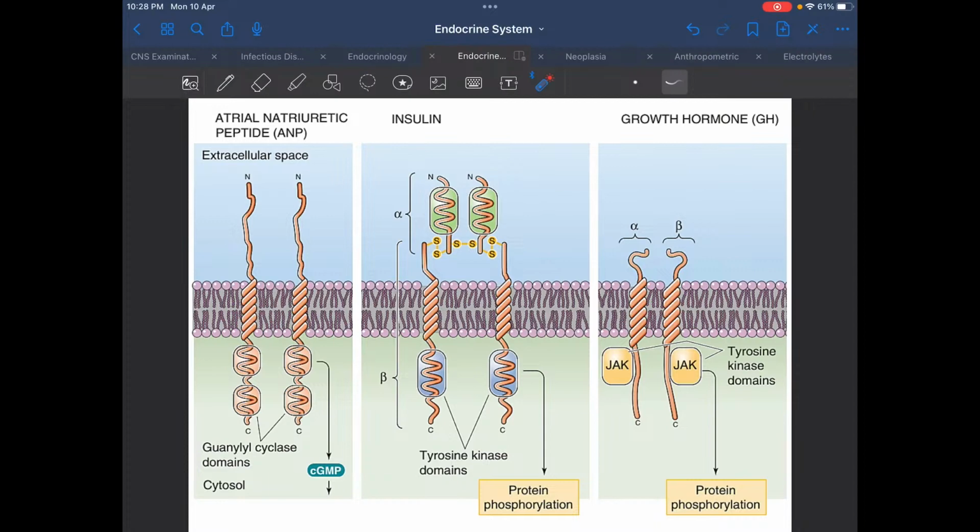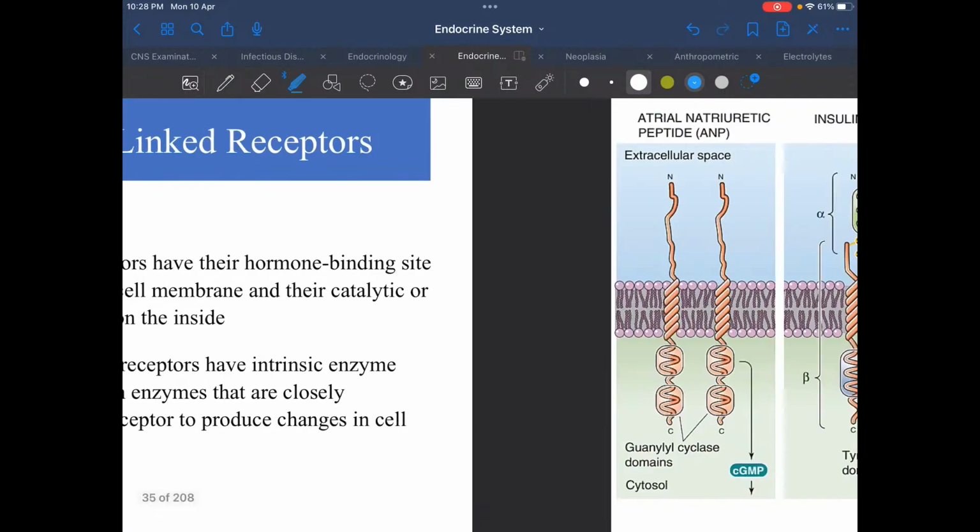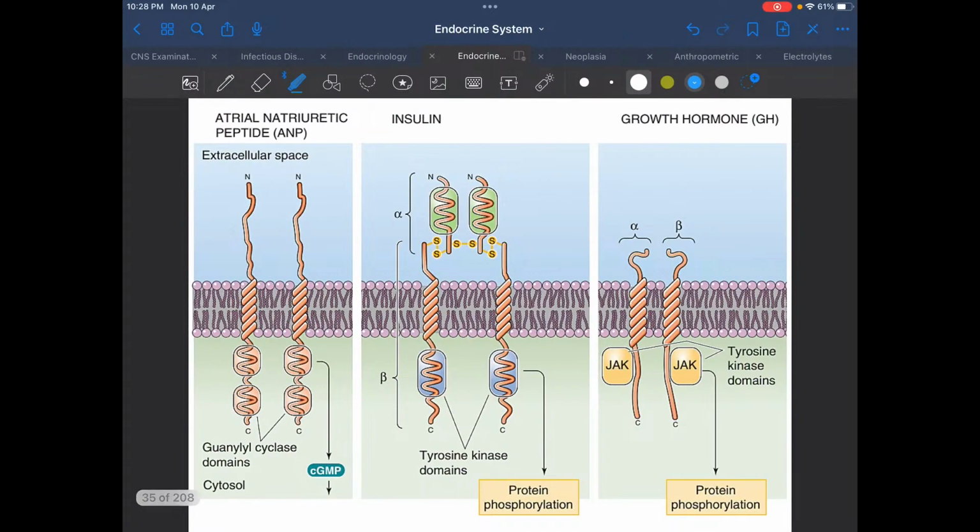ठीक है? So what are these enzyme link receptors? तो इनके साथ कुछ ना कुछ enzyme linked है. We talked about the G protein couple receptors. अब enzyme link receptors पे आ गए. So what are they? Example, in case of ANP, that is atrial natriuretic peptide, इसके साथ जो enzyme linked है, that is guanyl cyclase. Okay, what is that going to produce? That's going to produce cyclic GMP, and we know the cyclic GMP. What is that going to facilitate? That's going to facilitate relaxation.